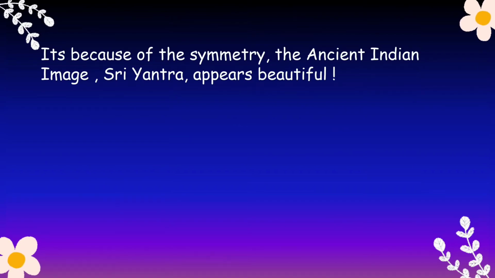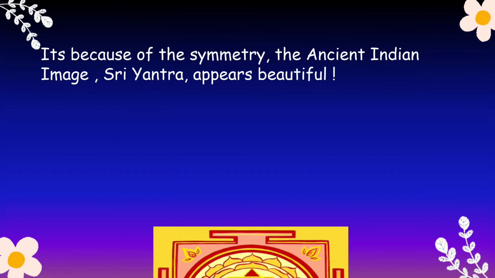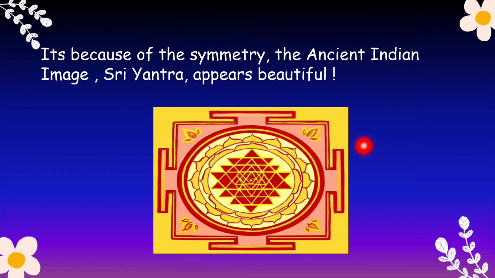It is because of the symmetry that the ancient image Sri Yantra appears beautiful. You can see the image of Sri Yantra. See how beautiful it is because of symmetry. This looks so beautiful. You can see here you can draw a line of symmetry. Here also you can draw a horizontal line. Even you can draw a line from the sides, from both the sides.